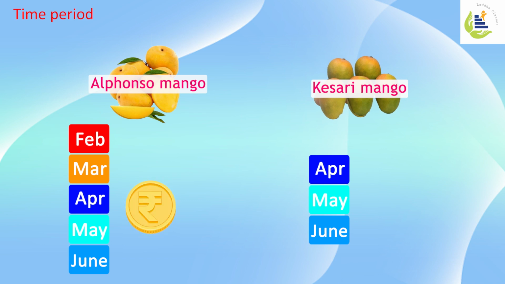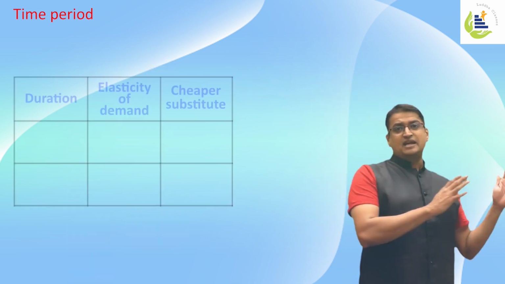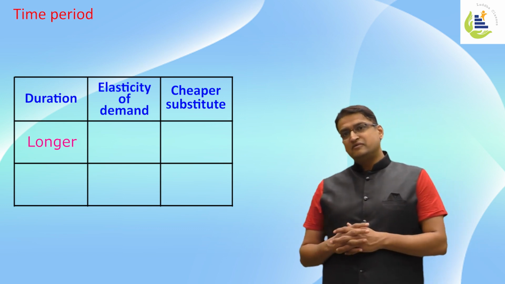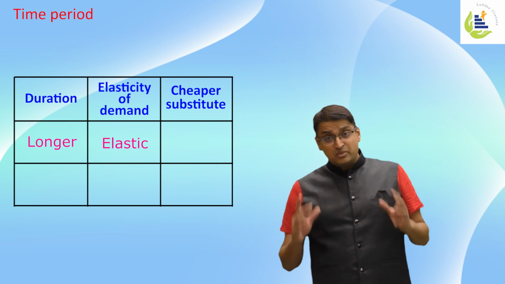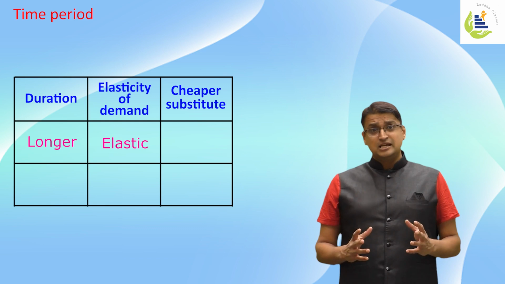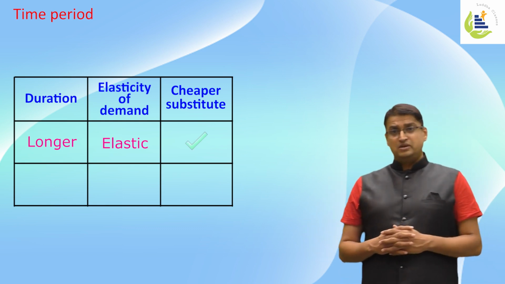So the price of Alfonso initially is very high, but as Kesri mangoes are introduced, what happens? The consumer shifts their preferences from Hapus to Kesri, being relatively cheaper. So what do I understand? If the time period is longer for the consumption of a commodity, its elasticity of demand will be high. So its demand will change with changes in prices. The very reason is that in the longer duration, there are likely chances that substitutes are available.